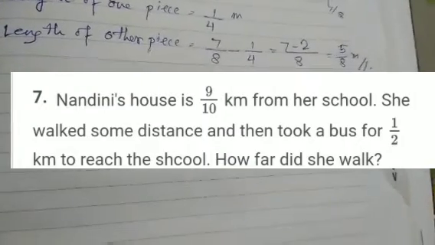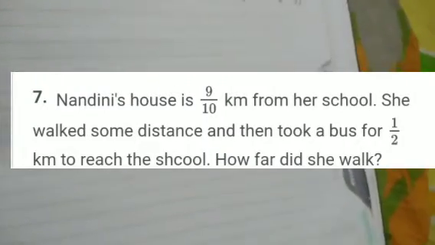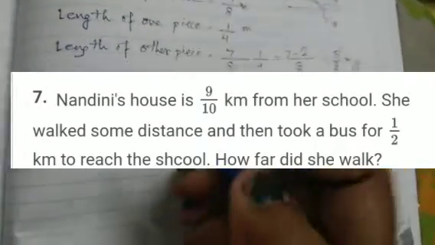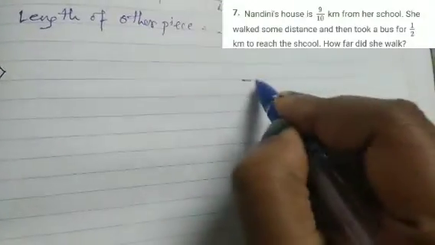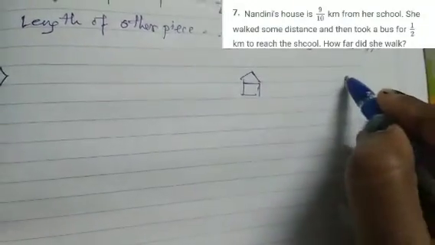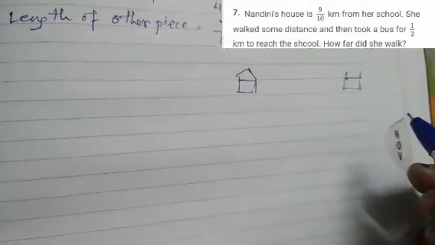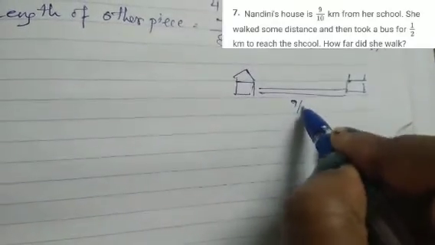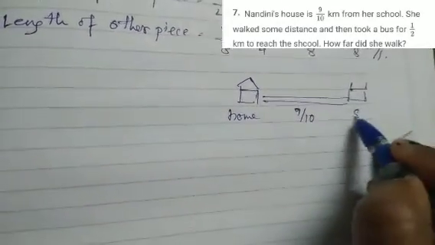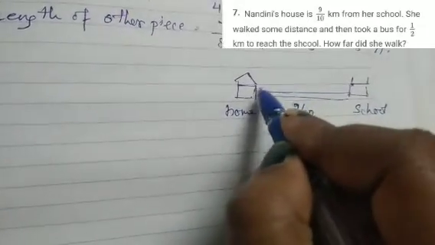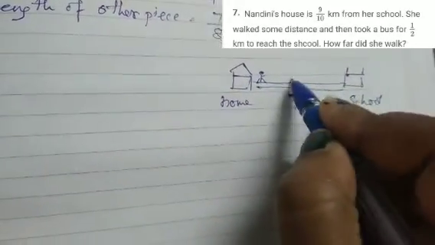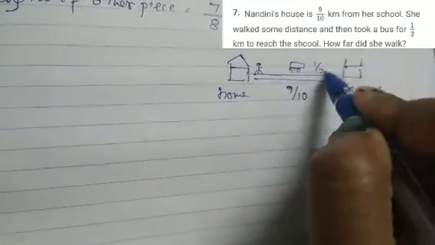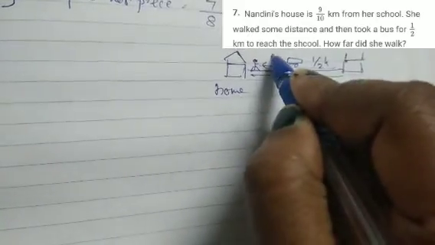Nandini's house is 9 by 10 kilometers from her school, but she walked some distance and then took a bus for half kilometer to reach the school. How far did she walk? So say this is Nandini's house and this is Nandini's school. So to walk this complete distance is how much? It is given 9 by 10 kilometer. This is home and this is school. And she had walked for some distance. Some distance she walked. And then after that she took a bus. So bus was taken for half kilometer. There was this distance what she walked.